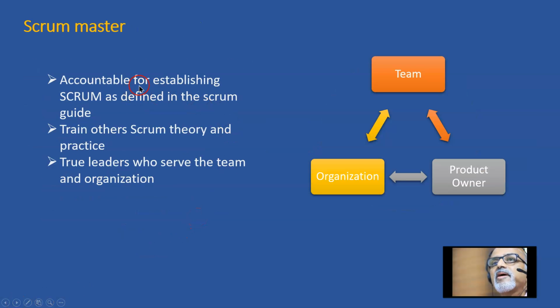Scrum Master is accountable for establishing Scrum as defined in the Scrum Guide. The Scrum Master must train others in Scrum theory and practice, and Scrum Masters are true leaders who serve the team and the organization. So as a Scrum Master, I should be serving the team, I should be serving the product owner, and I should be serving the organization for the success of the product and for the correct implementation of Scrum.